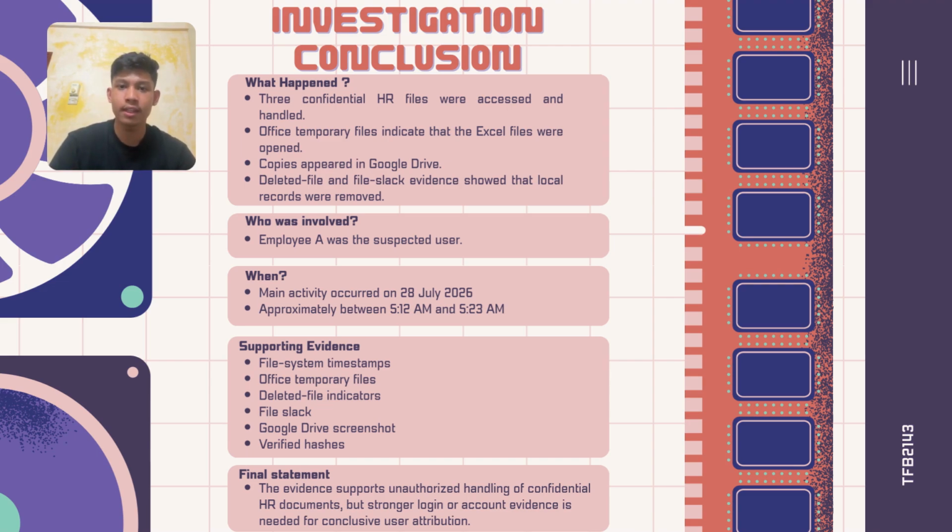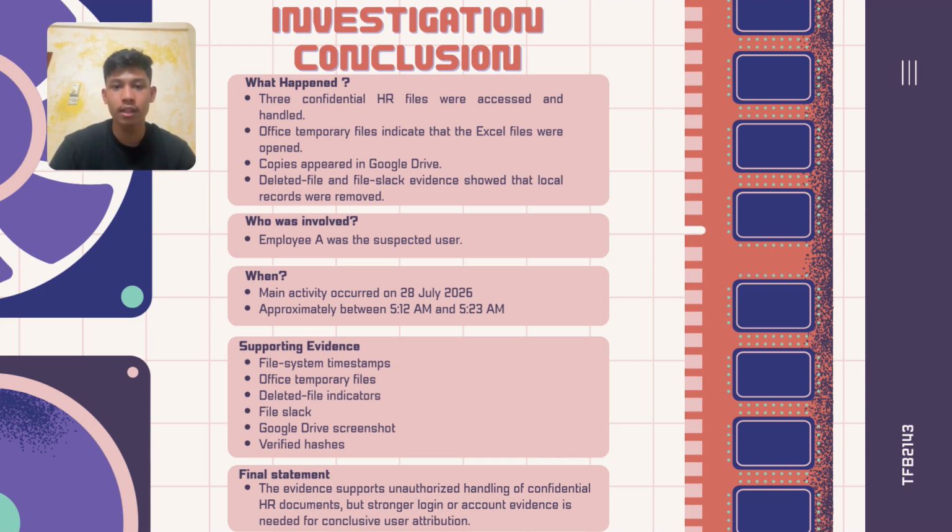Based on the findings, the investigation identified 3 confidential HR documents: HR Employee Record, Salary Adjustment 2026, and Performance Evaluation. Microsoft Office temporary file artifacts show that the 2 Excel spreadsheets were opened. The forensic result contains regular files, deleted file entries, and file slack versions of the documents. The same 3 documents were found in a Google Drive folder named HR Backup. This supports the conclusion that copies of the files existed in cloud storage. Deleted file indicators and file slack evidence also suggest that some local copies were deleted after they had been accessed or copied.